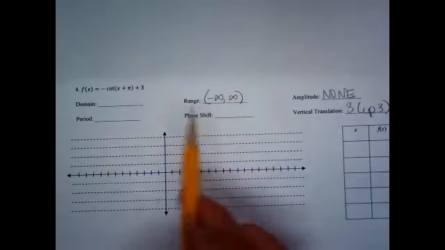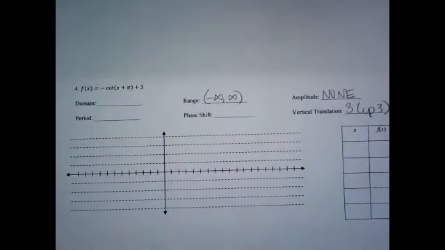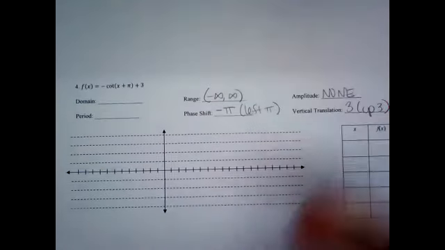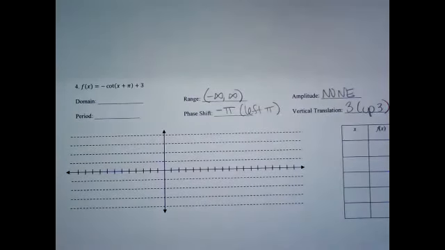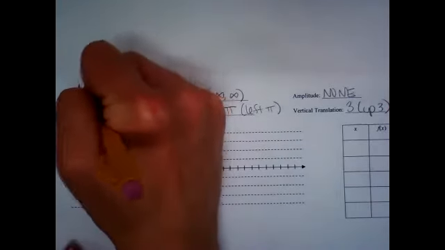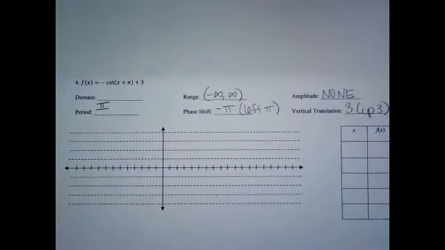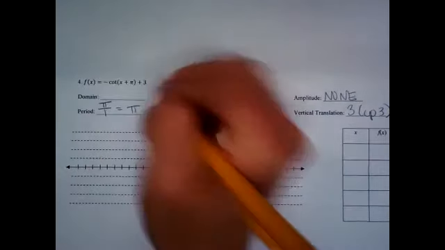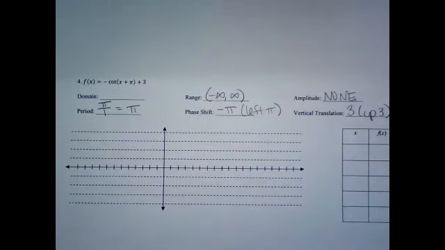Phase shift, did we go left pi or right pi? Left, so it's not pi, it is negative pi, or you can say left pi. And then the period is pi over whatever's in front of the x. Now there's nothing written there, so it is 1, and so it means that this did not get stretched or shrunk horizontally, like it just stayed pi. All right, cool.